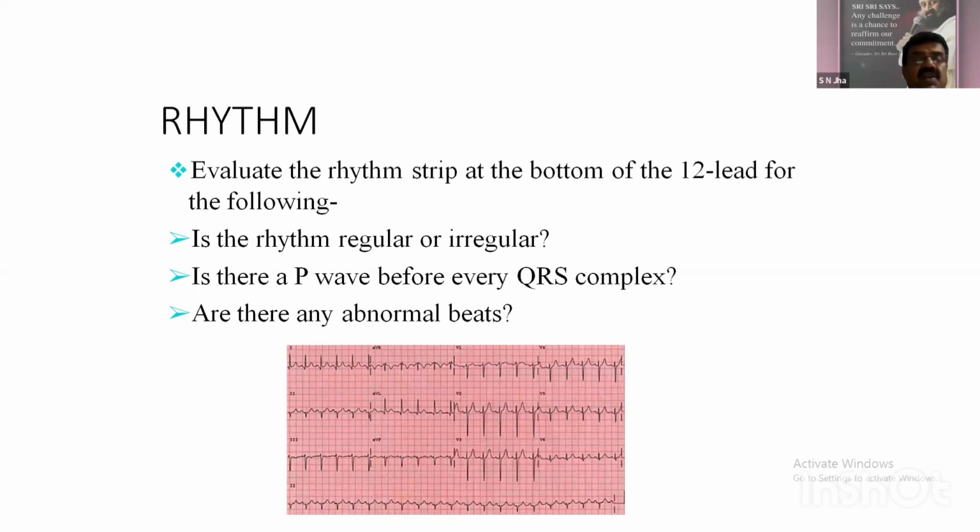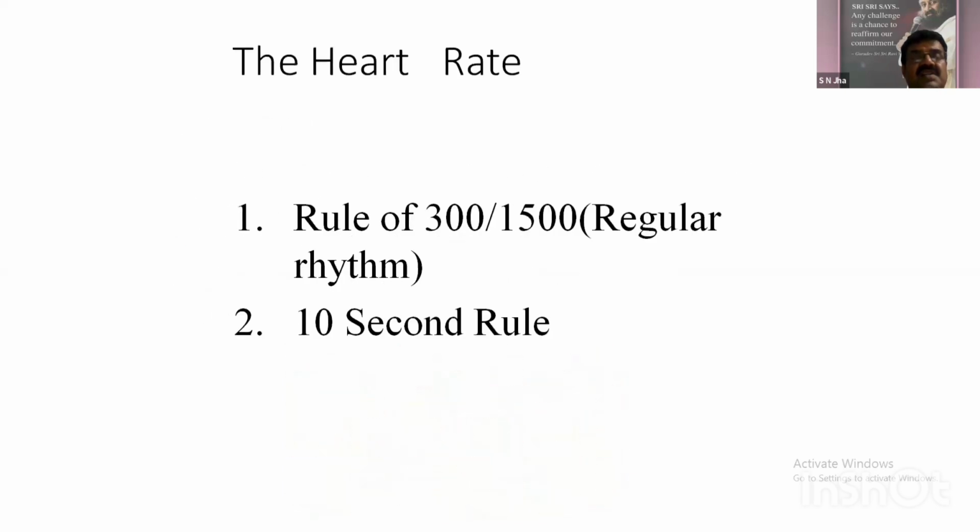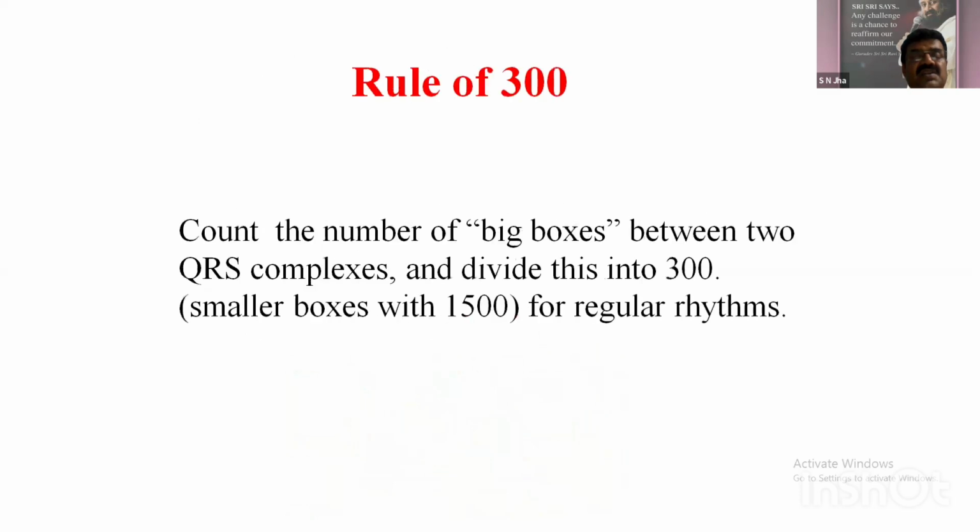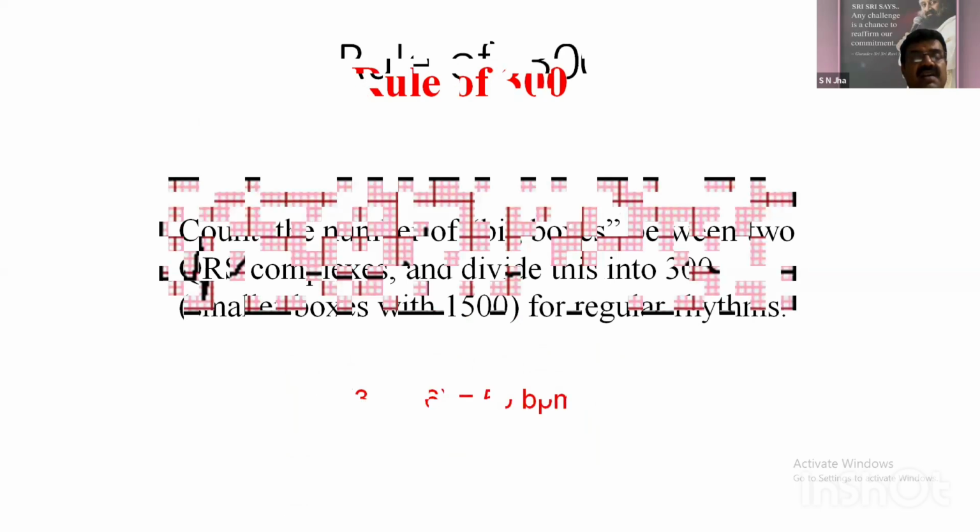Is the rhythm regular or irregular? Is there a P wave before every QRS? Every P wave is followed by a QRS complex. Are there any abnormal beats in there? For heart rate, use the rule of 300 or 1500 for a regular rhythm, or the 10-second rule. So what is the rule of 300? We divide the big boxes into 300, and the smaller boxes into 1500.